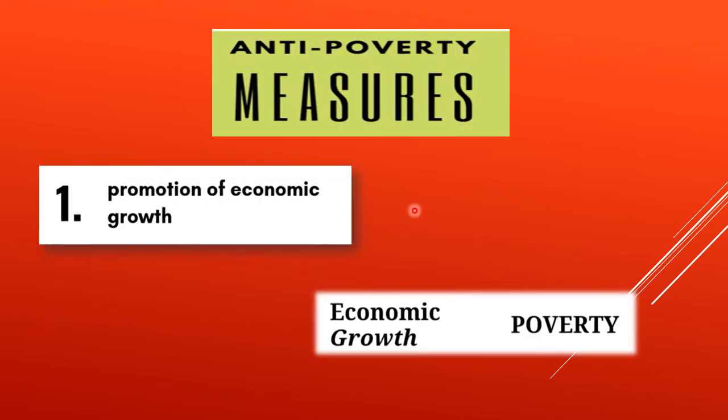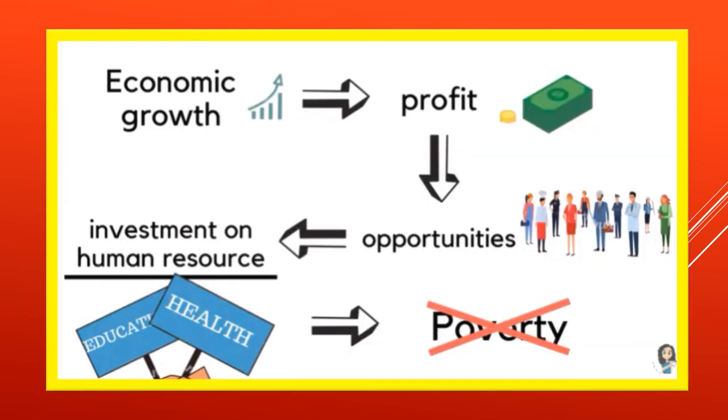Now moving ahead, removal of poverty has been one of the major objectives of the Indian government. And so now let us look into the strategies that the government has taken for anti-poverty measures. The first one is promotion of economic growth. Now how does economic growth lead to reduction of poverty? Let us understand this.